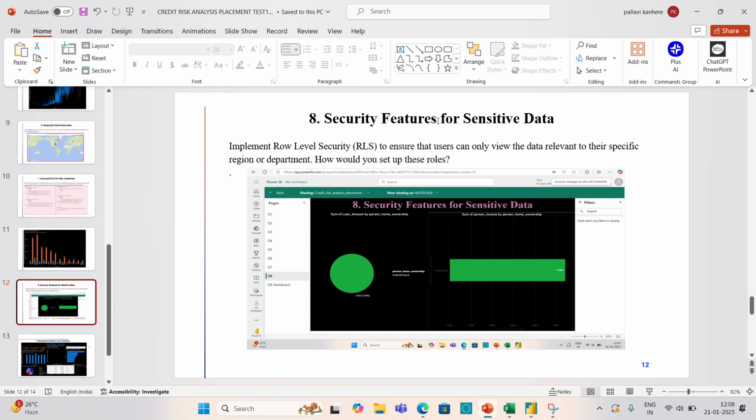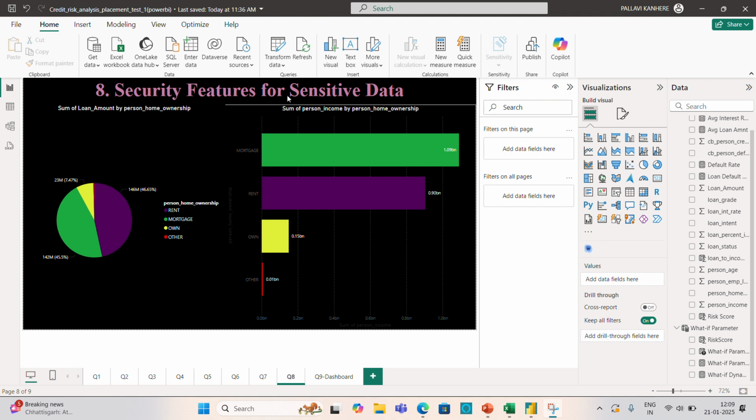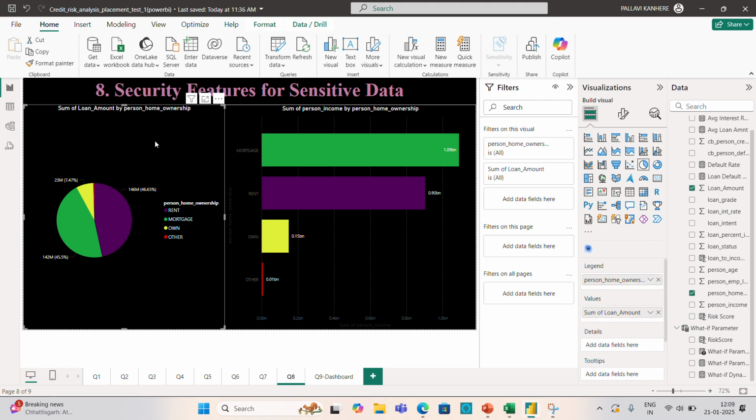Eight is the security features for sensitive data. Implement row level security, RLS, to ensure that users can only view the data relevant to their specific region or department. How would you set up this rule? Let's see in Power BI. I created two charts. The first chart is a pie chart which shows the sum of loan amount by person home ownership, and the second is the bar chart which shows the sum of person income by the person home ownership.